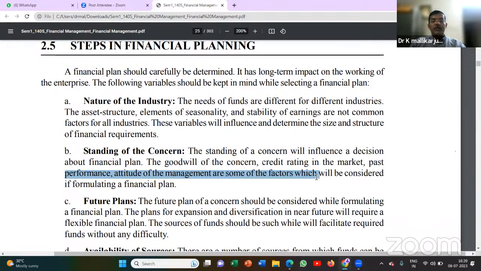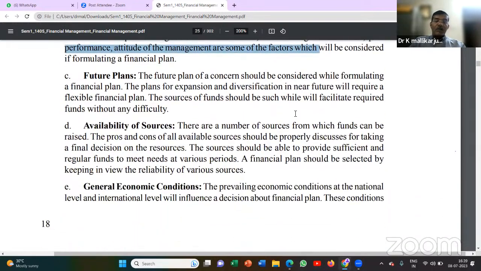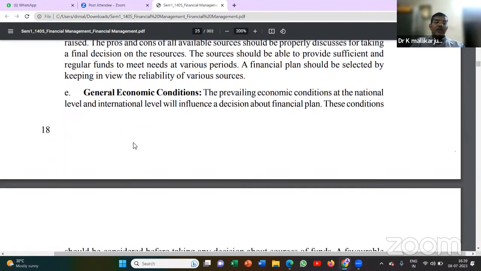Then future plans. If the company has good future plans, it formulates good financial plans as required. At the same time, a future financial plan is also required. If we have a good plan but you don't have any financial plan, there is no use of the good plan. So the plans for expansion and diversification in the near future will be required. Also the availability of sources: whatever sources of funds are available, if easily available, the firm has no problem. If the firm is unable to mobilize the sources, it is a problem. Also general economic conditions.